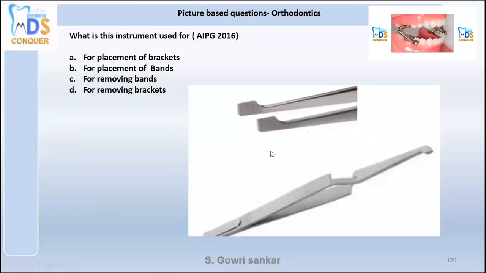That's why I'm asking, what is this instrument? Now you got the point why I'm telling this. For placement of brackets, for placement of bands, for removing bands, for removing brackets, yes, it is a bracket placement instrument. It has serrated beaks. After placing the brackets with this instrument, you measure with a bracket measurement device like Boone's gauge, and you adjust accordingly and cure with light curing.